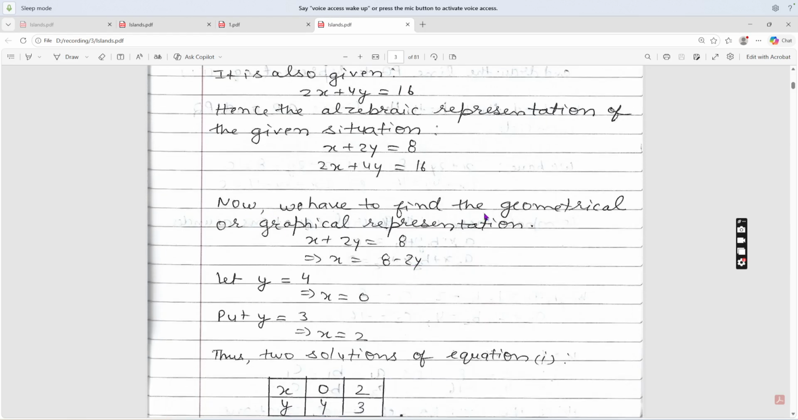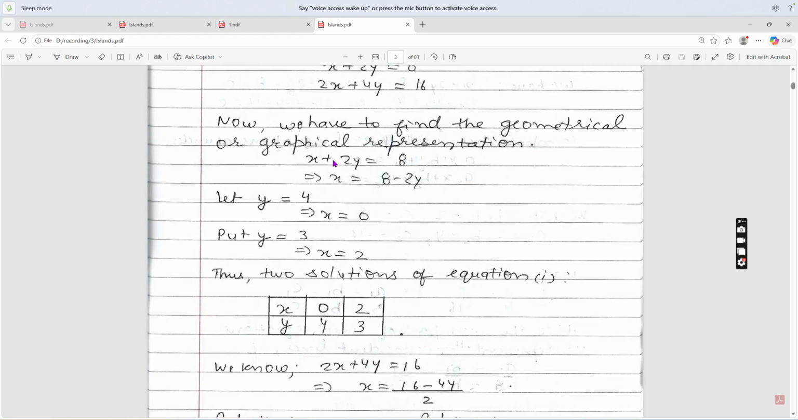Okay, now we have to find the geometrical or graphical representation. Again, we are going to convert this into a table of our own values. x plus 2y is equal to 8. Here x can be written as 8 minus 2y. Now we are going to let y be 4. 4 into 2 is 8, 8 minus 8 is 0. So x is equal to 0. So when y is equal to 4 here, x would be 0.